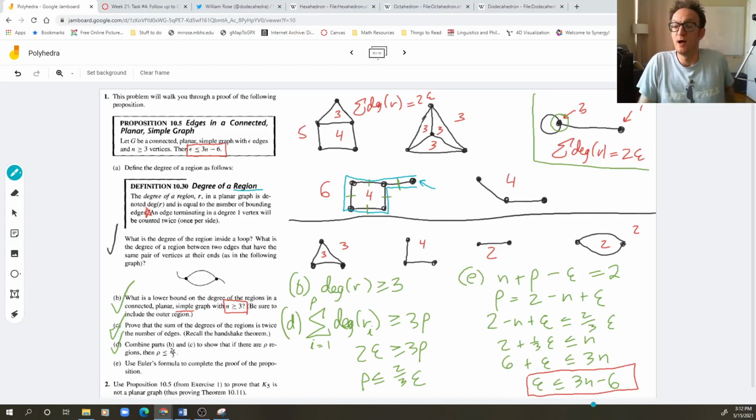and find a relationship between the number of regions and the number of edges, or rather the sum of the degrees of the regions and the number of edges. I don't think I need to repeat this all, but basically we see that in any planar simple connected graph, the degree of a region has to be at least 3. If the degree of a region has to be at least 3, then the sum of the degrees of all the regions has to be at least 3 times the number of regions. But then by a handshake argument, the sum of the degrees of all the regions is just twice the number of edges. Therefore, I get this relationship between the number of regions and the number of edges.